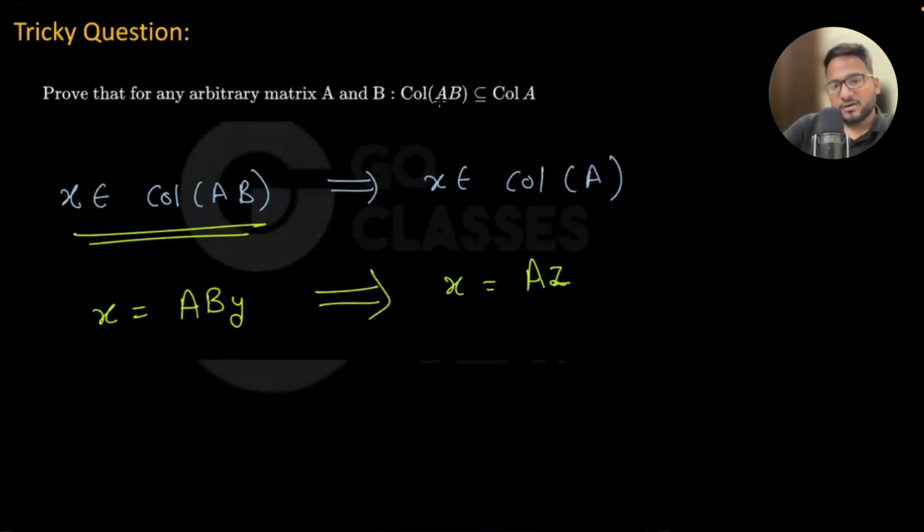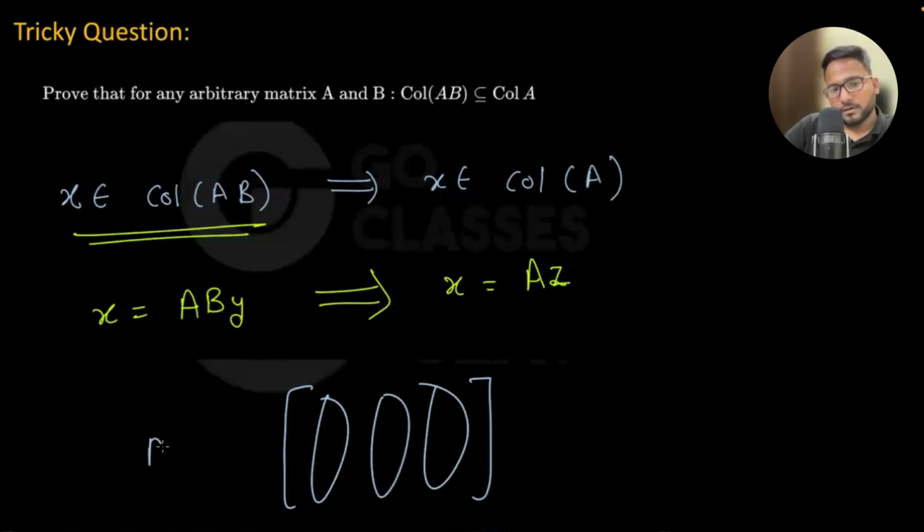Or you can say that column space of AB is nothing but linear combination of columns of AB, right? These are the columns of AB. Let's suppose this is AB. Linear combination of columns of AB. If something can be a linear combination of columns of AB, then it must be able to be represented using just a linear combination of columns of A, right?